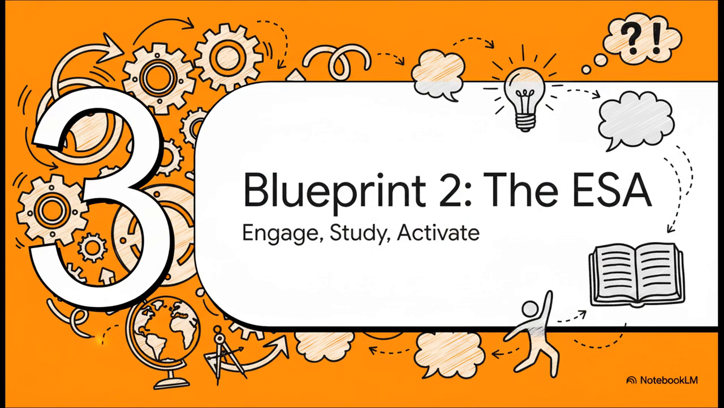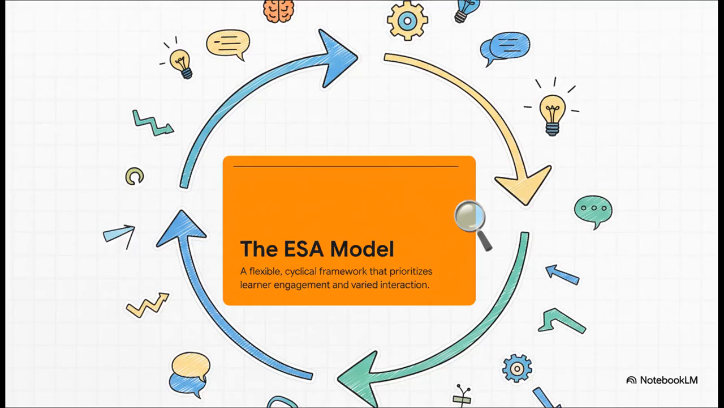So if PPP is the traditional blueprint, what's a more modern alternative? Well, let me introduce you to the ESA model, which offers a completely different way of thinking about lesson structure. The ESA model is all about flexibility and getting students hooked from the very beginning. So instead of that straight line we saw with PPP, this is way more like a cycle that the teacher can move through in all sorts of different ways.